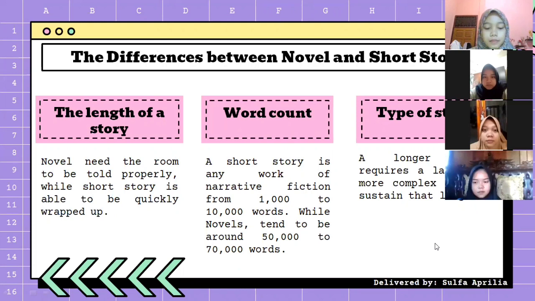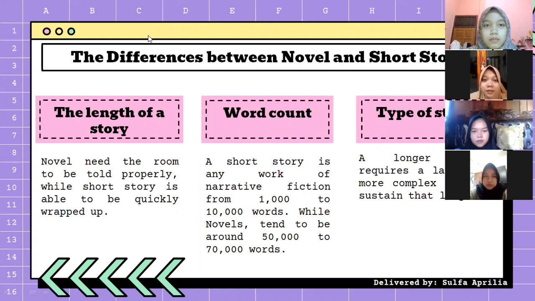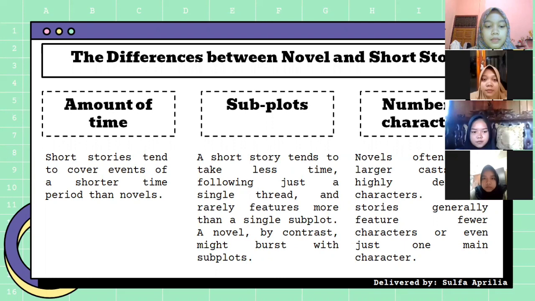The difference between novel and short story. First, the length of the story. A novel is to be told properly, but a short story is to be quickly wrapped up. Second, a short story is any work of narrative from 1,000 to 10,000 words. Third, type of story. A longer story requires a larger or more complex idea to sustain that length. The next, time. A short story tends to cover a shorter period than novels.